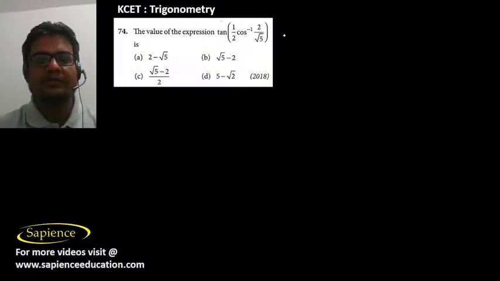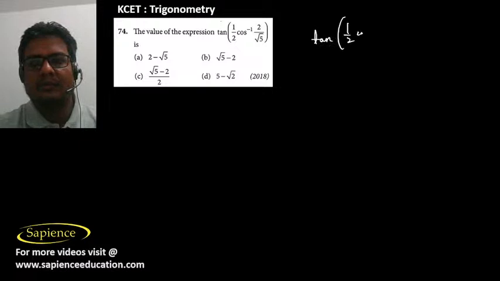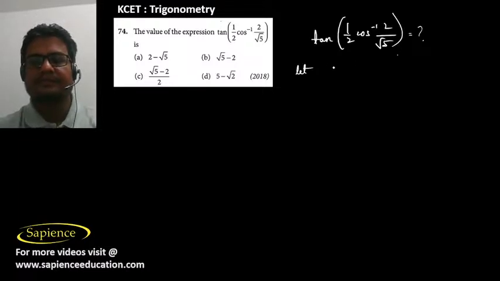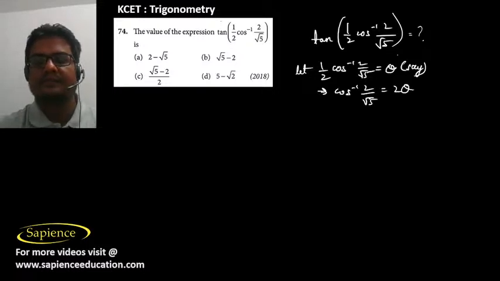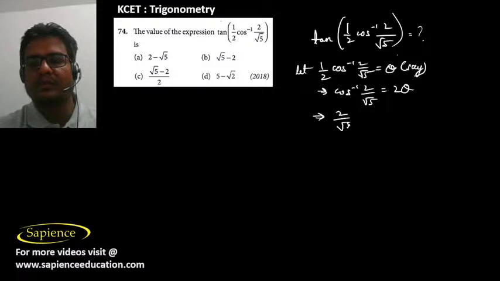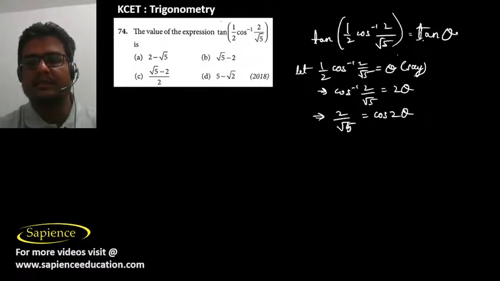Then in question number 74, we have to find the value of the expression tan of half cos inverse 2 by root 5. So let us take half cos inverse 2 by root 5 equal to theta. Then cos inverse 2 by root 5 is equal to 2 theta, so 2 by root 5 will be equal to cos 2 theta. Now we have to find the value of tan theta.